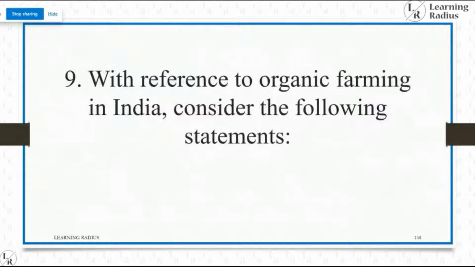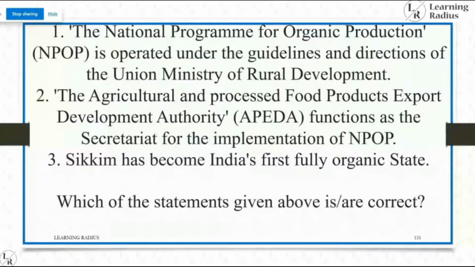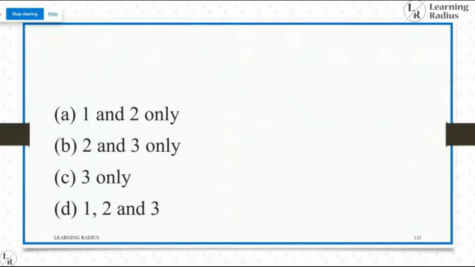With reference to organic farming in India, consider the following statements. The National Program for Organic Production is operated under the guidelines and direction of the Union Ministry of Rural Development. The Agricultural and Processed Food Products Export Development Authority, APEDA, functions as the Secretariat for the implementation of NPOP. Sikkim has become India's first fully organic state. Which of the statements given above is correct? So UPSC is asking 1 and 2, 2 and 3, 3 only, 1, 2 and 3.